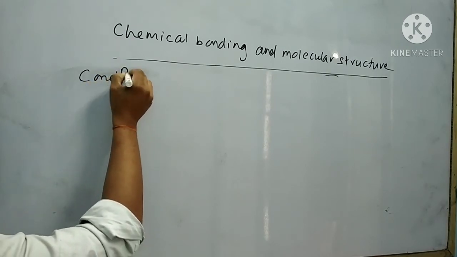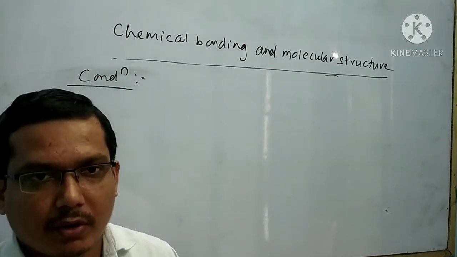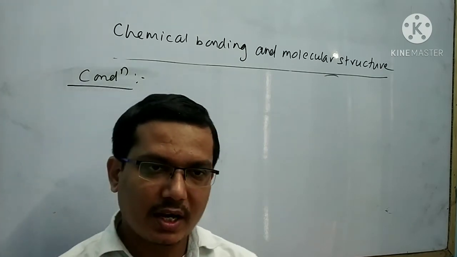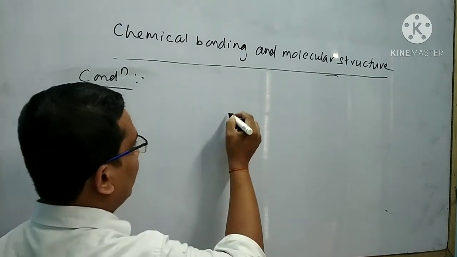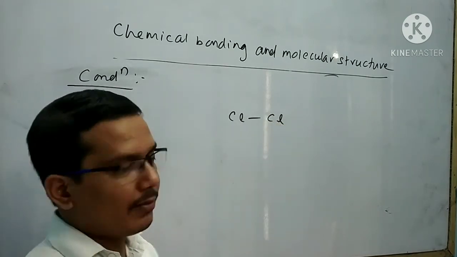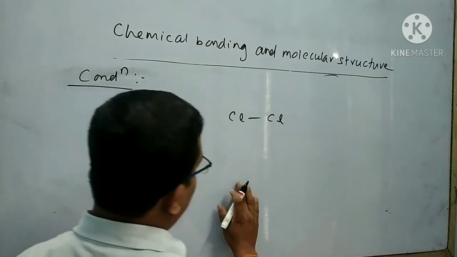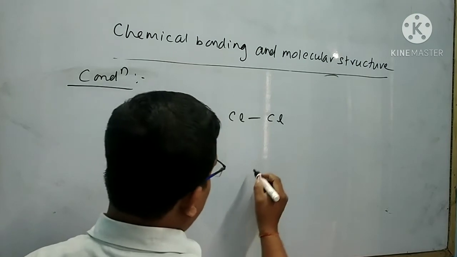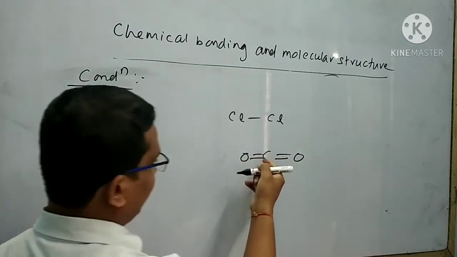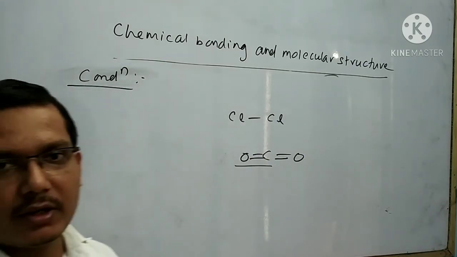Next I will explain the conditions for covalent bond formation. The covalent bond is formed between 2 similar atoms or dissimilar atoms. For example, Cl-Cl. This is an example in which a covalent bond is found between 2 similar atoms. A covalent bond is also found between 2 dissimilar atoms. For example, C=O. Look at that. This covalent bond is found between dissimilar atoms.